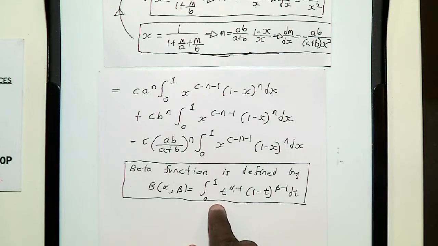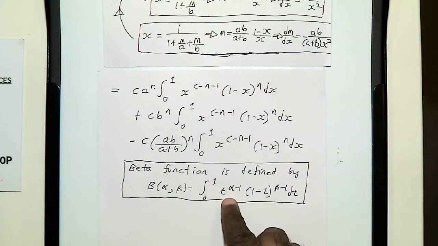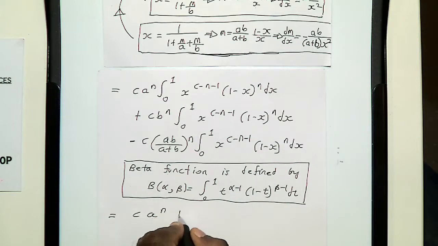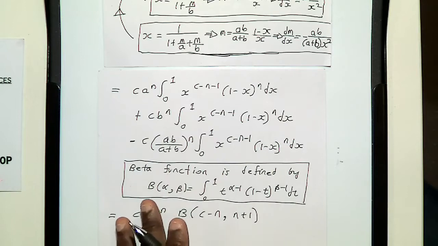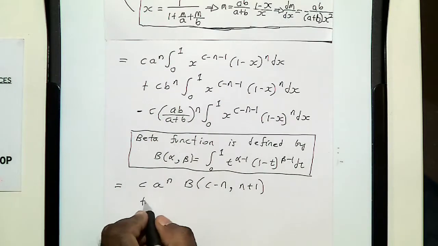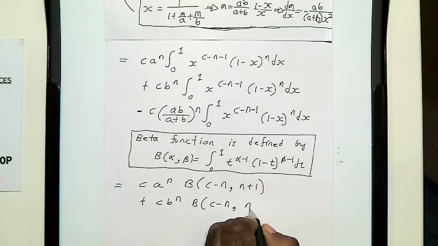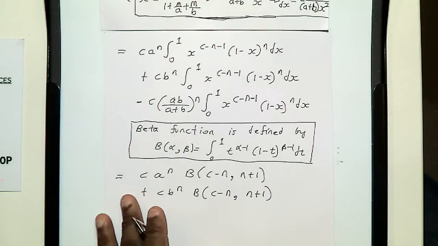And according to this definition, the first integral is the beta function with alpha equal to c minus n, and beta equal to n plus 1, right? So therefore, what you have is the following: c times a to the n times the beta function at this. That's the first term, right? The second term is this, and the third term is this.